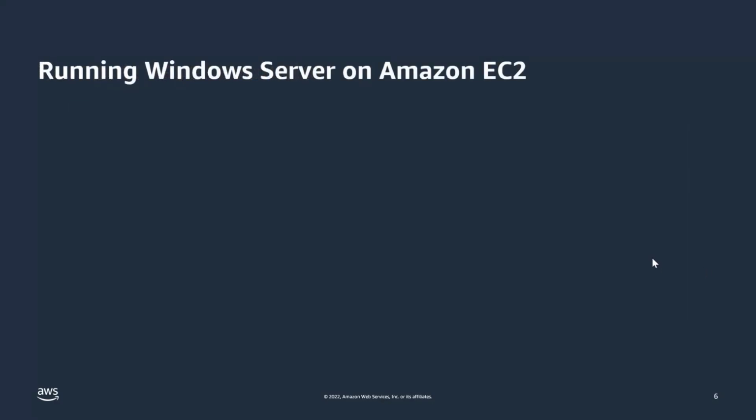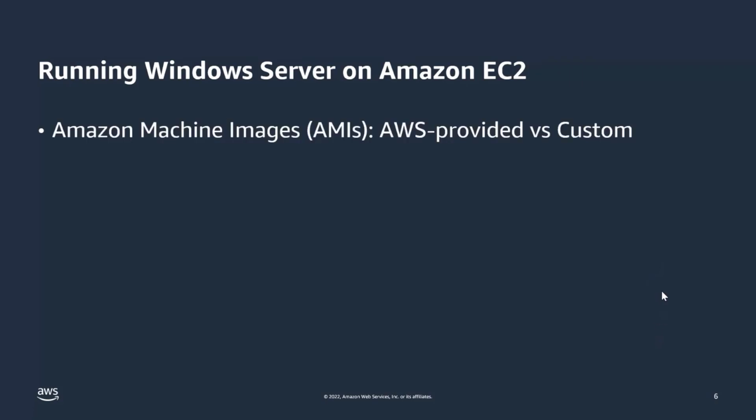Let's talk about virtual machines, or EC2 in this case. First and foremost, to support Windows Server on EC2, we offer prepackaged Amazon Machine Images, or AMIs, that contain the information required to launch an instance. You can choose an AMI based on Windows Server versions, AWS region you wish to operate in, 32-bit and 64-bit architecture, additional software like SQL Server, and so forth.